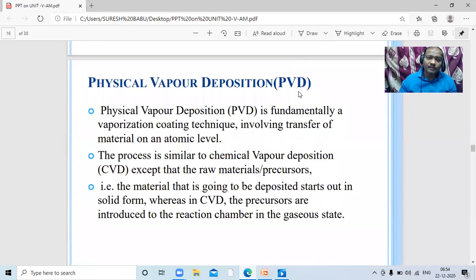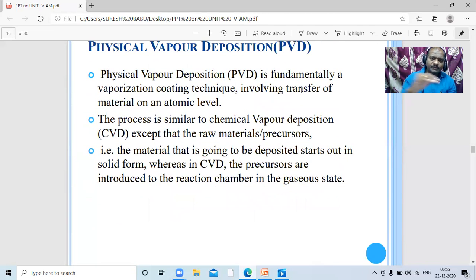Next, the physical vapor deposition method. Physical vapor deposition is fundamentally a vaporization coating technique. It involves transfer of material on an atomic level. That means if you want to deposit a material, that can be done in a number of ways, like painting. We can do it with painting also.